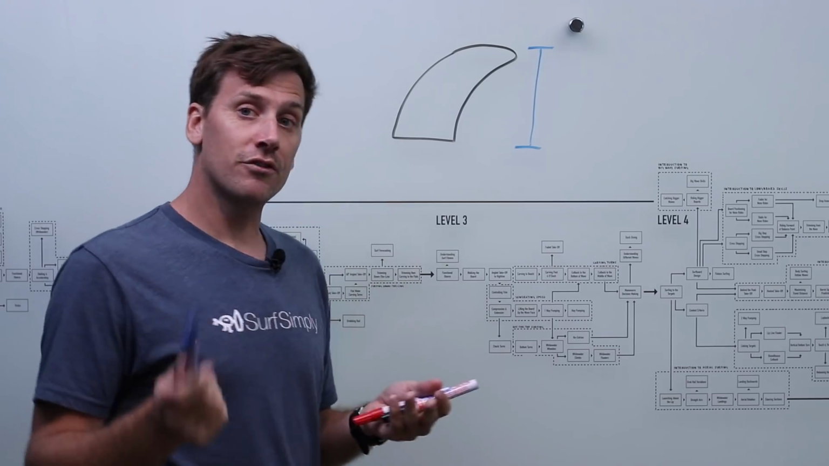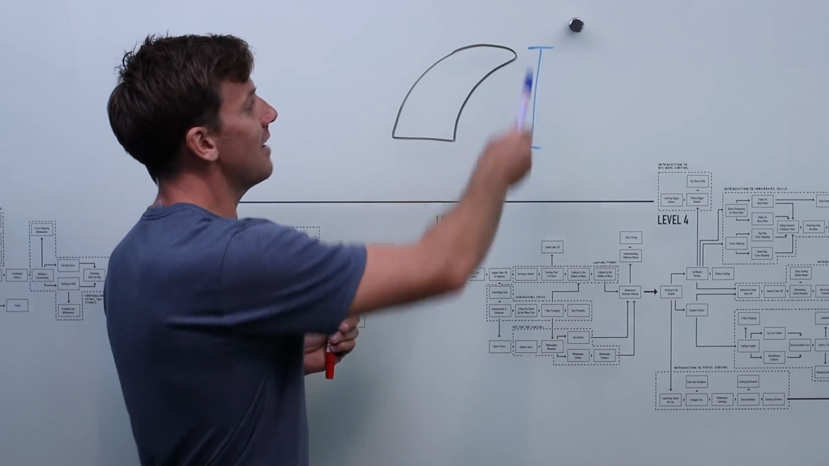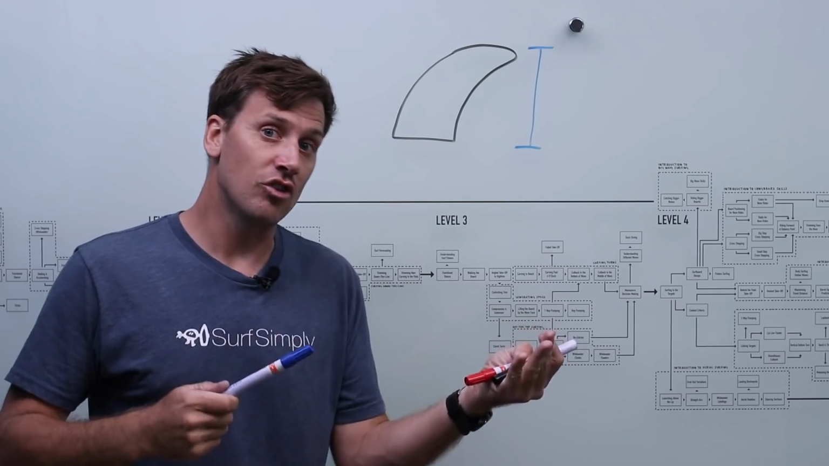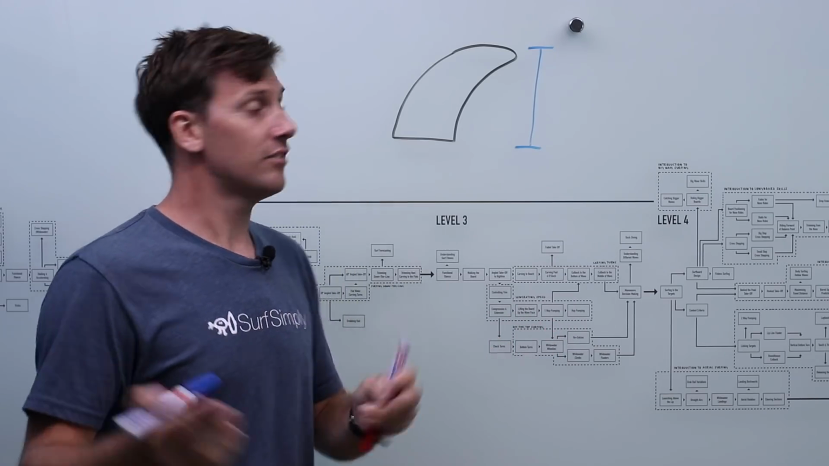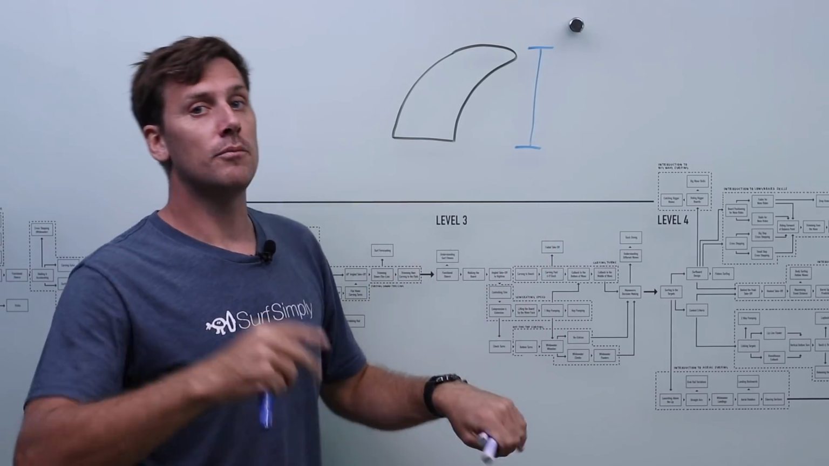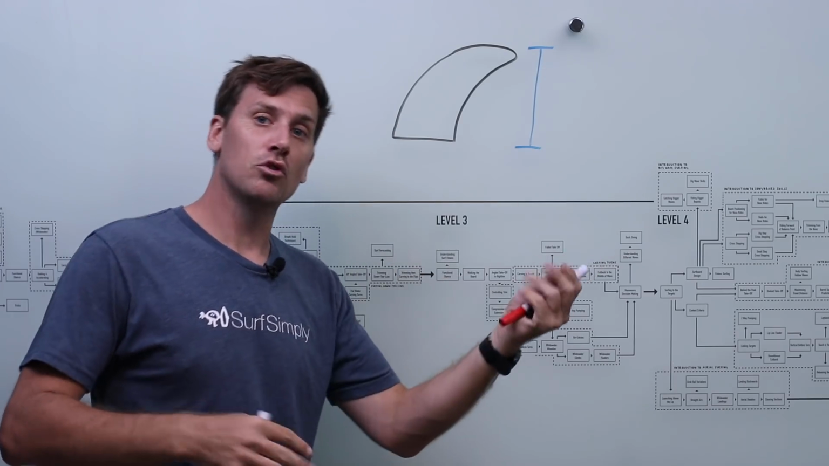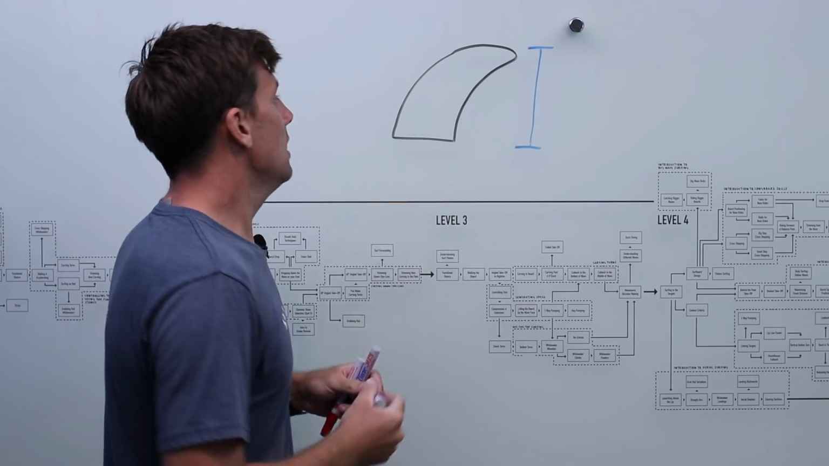And the advice that you often hear given is that you should ride the same height fin in inches as the length of the board in feet. So say a 6-foot board, you should put a 6-inch fin, and a 9-foot board, you should put a 9-inch fin. So that's how that's normally done.